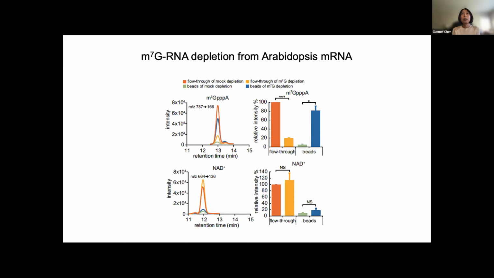So then we tried this M7G RNA depletion from Arabidopsis mRNA. And after the depletion, we would digest the RNA with nuclease P1 into nucleotides, and then we followed M7G PPPA as a readout for M7G RNA and NAD as a readout for NAD RNA. And you can see here, upon depletion, 80% of the M7G RNA is gone, whereas NAD RNA is not affected. And we calculated that this 80% reduction should be sufficient to prevent M7G RNAs from contaminating the NAD sequencing.